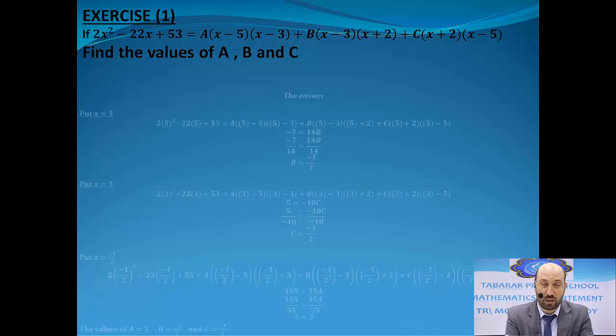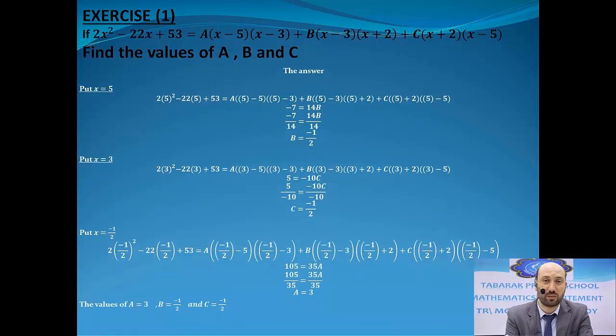If you want to solve it now to find the values, firstly we put x equals 5 in both sides. If we replace x with 5, we get 2 times 5 squared minus 22 times 5 plus 53. Here we have the left side.